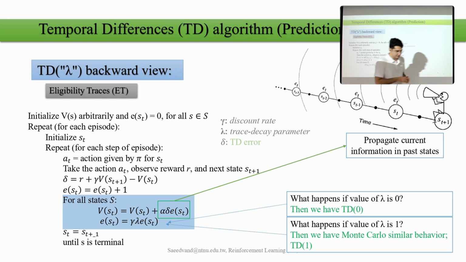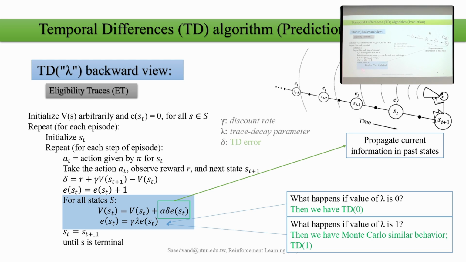When I'm here, all the past states can have different values to update, because of the number of times that we visited that state, because of the amount of TD that we calculated, and the alpha as the learning rate. So what is more important here? The most important part is the eligibility trace of that state, how many times we visited that state.